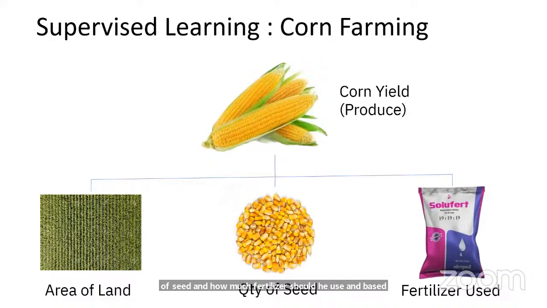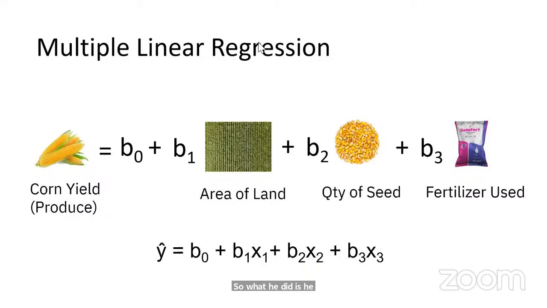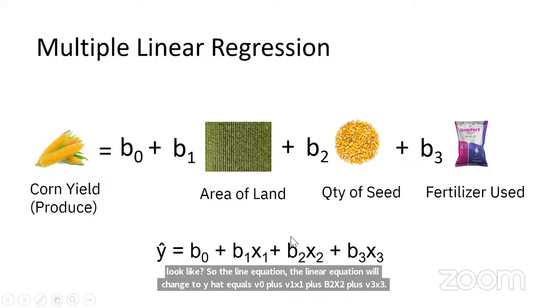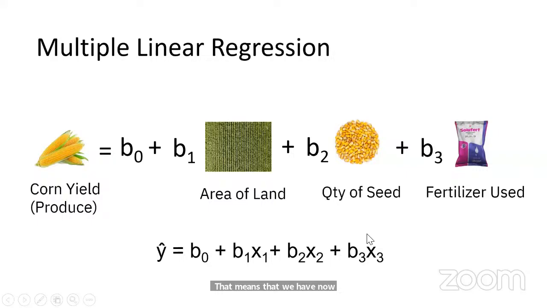So what he did is he trained a linear regression model, and the equation of a line will look like b0 plus b1x if it's a linear regression model. But if the farmer has multiple inputs, like the area of land, quantity of seed, and fertilizer, there are 3 different inputs here. So if a farmer has multiple inputs, what will the regression look like? The linear equation will change to y hat equals b0 plus b1x1 plus b2x2 plus b3x3. That means that we now have 4 different parameters to find: b0, b1, b2, and b3, right?